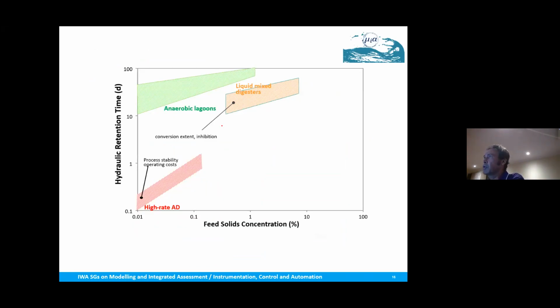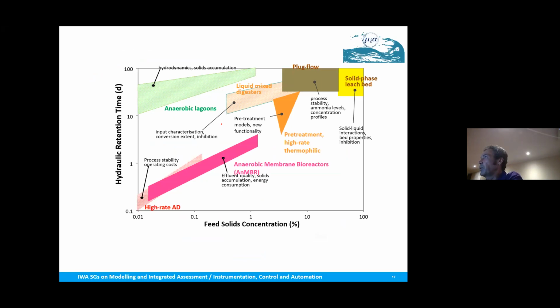Okay, so just talking about how things move. When we published the model in 2001, these were the kind of digesters that were out there. So we had high rate anaerobic systems, liquid mixed systems, and anaerobic lagoons. All of those have been modeled using very similar models. In the period since then, we've seen a lot of processes emerge.